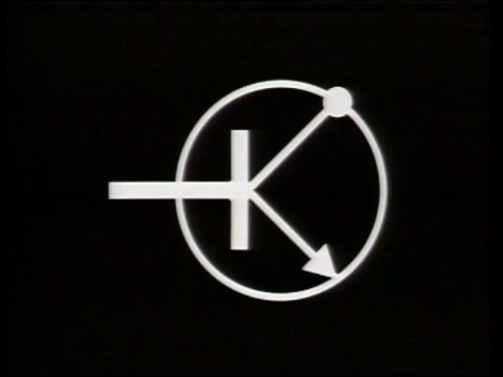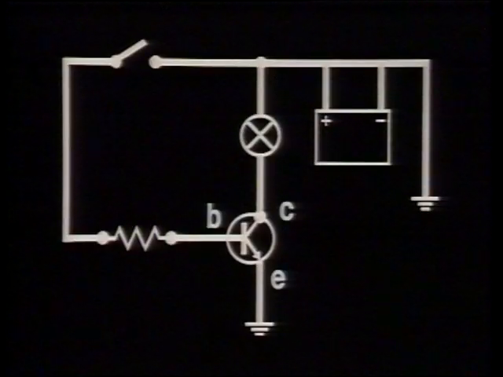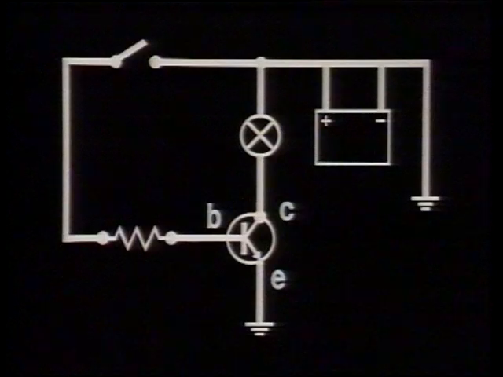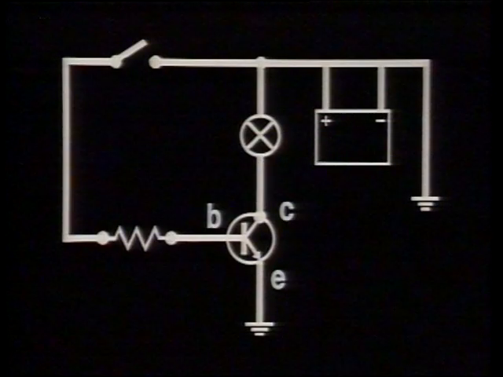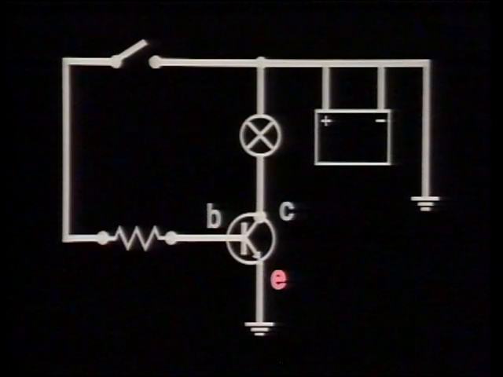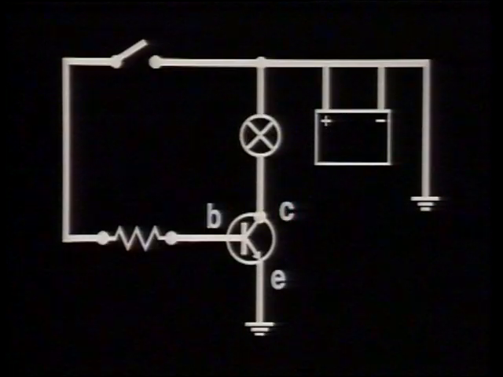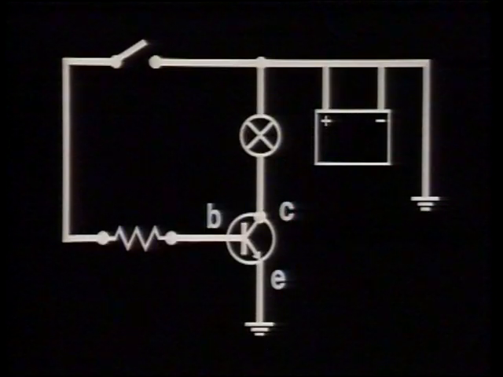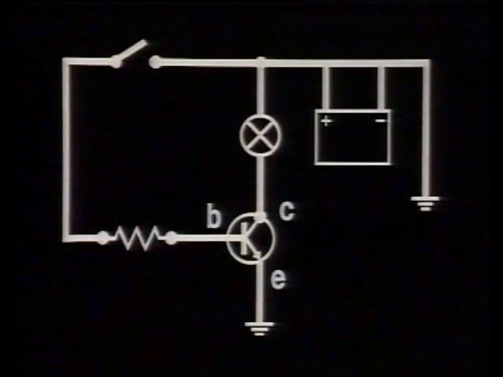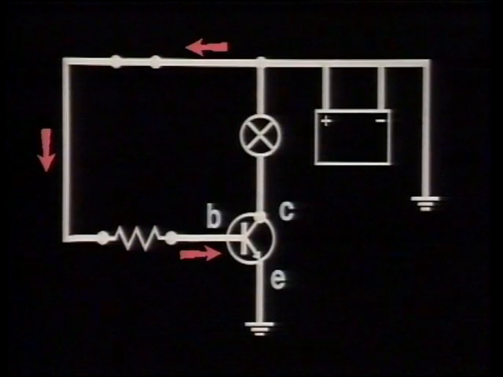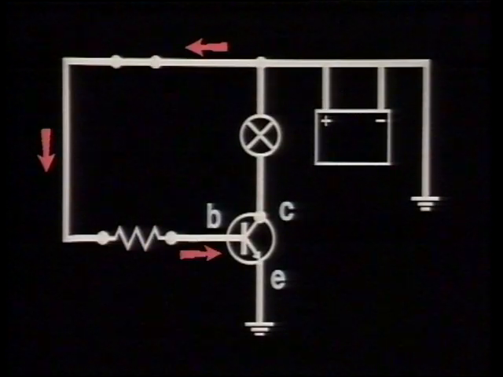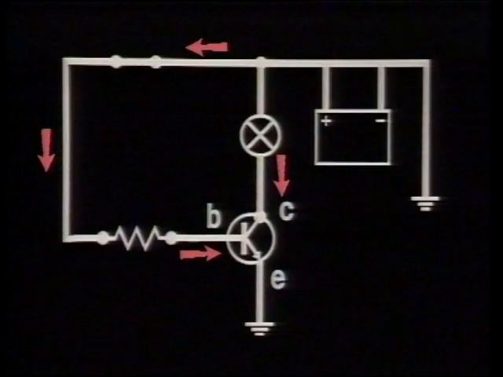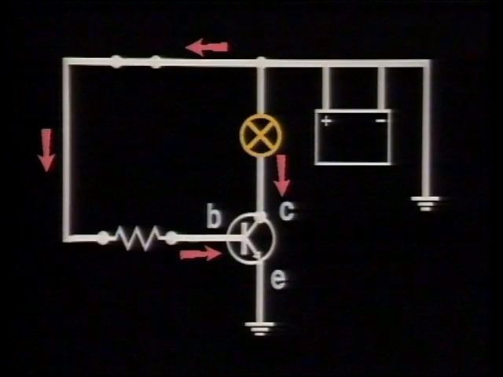But unlike a relay, it is a solid-state device, which means that there are no moving parts. A transistor is a 3-lead, current-operated device. The leads are called the base, the emitter, and the collector. To operate the transistor, we must only apply a very small current to the base. This activates the collector-emitter circuit and allows a larger current to flow through the bulb and down to earth.